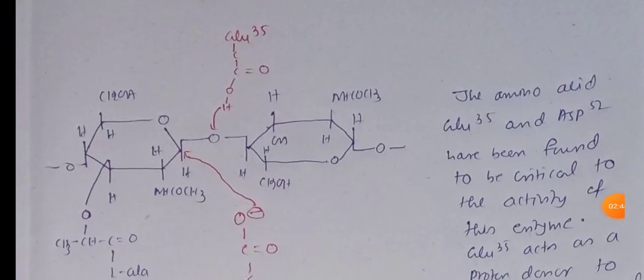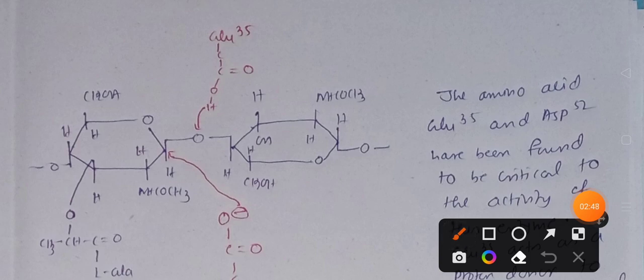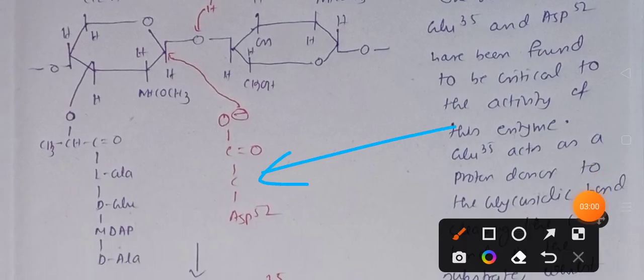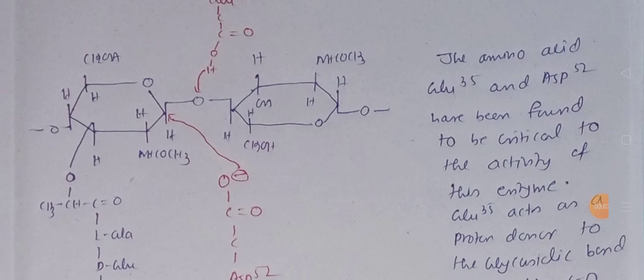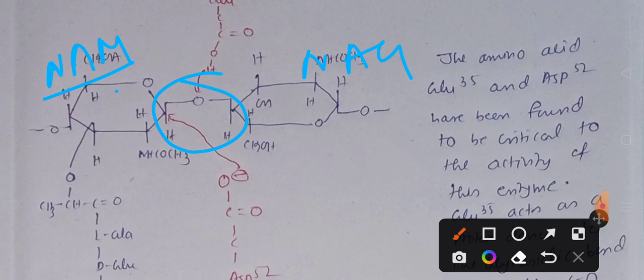In the mechanism of action of lysozyme, two amino acids play a very important role. First, glutamic acid, which is present at the 35th position. Another is aspartic acid, which is present at the 52nd position. Now this is NAM, which we discussed in our cell biology lecture series, and this is NAG, and they are joined by a beta 1,4 glycosidic bond.